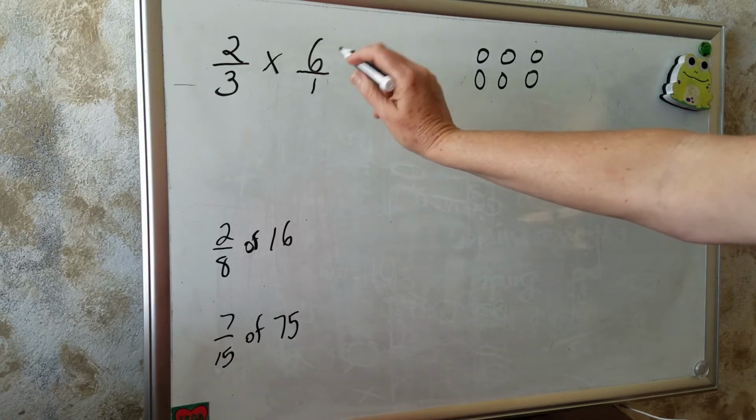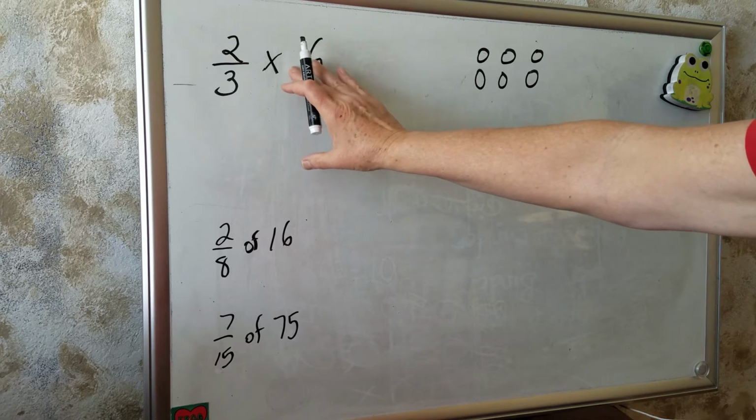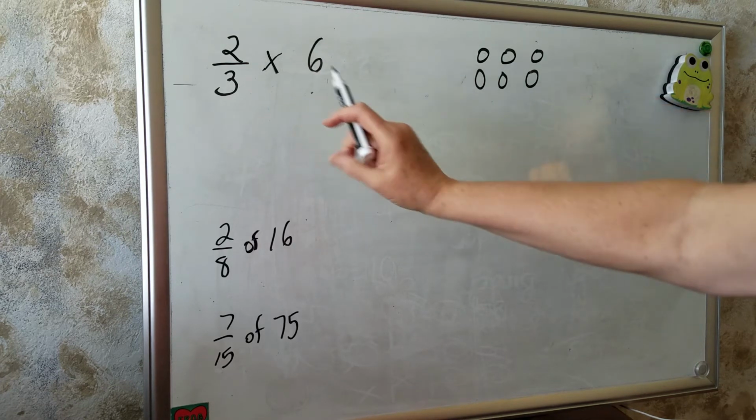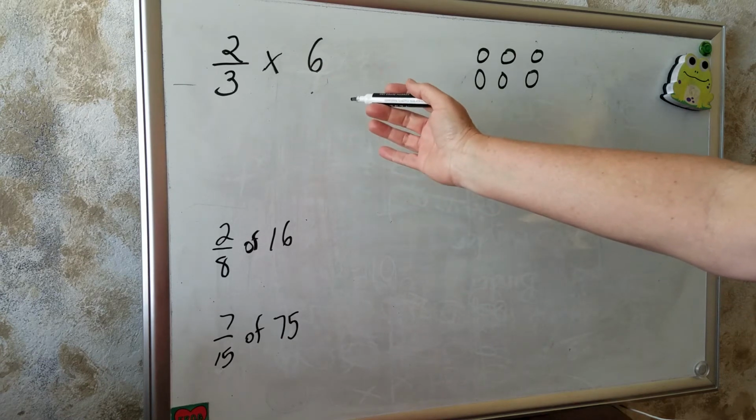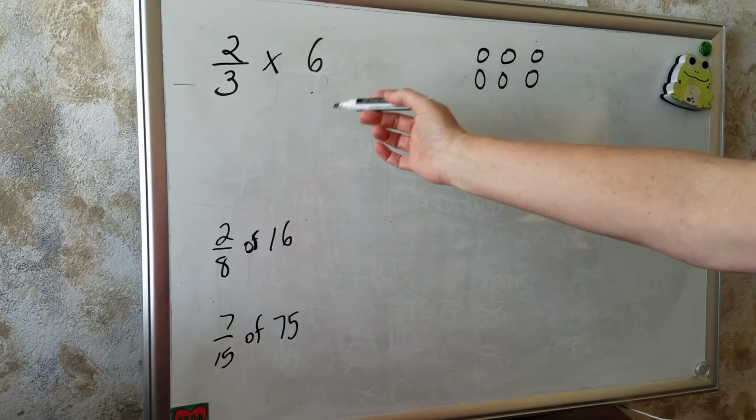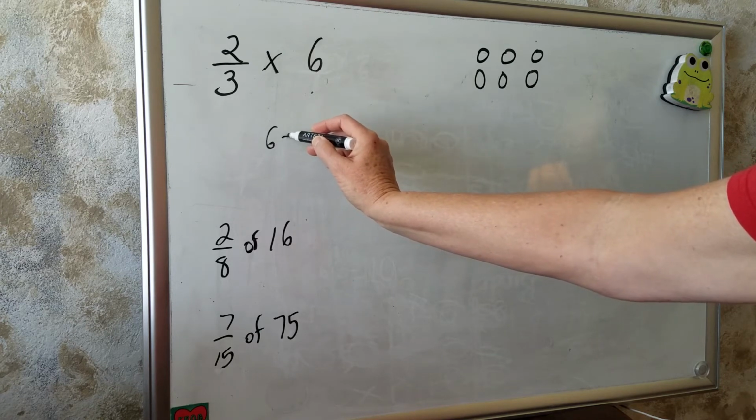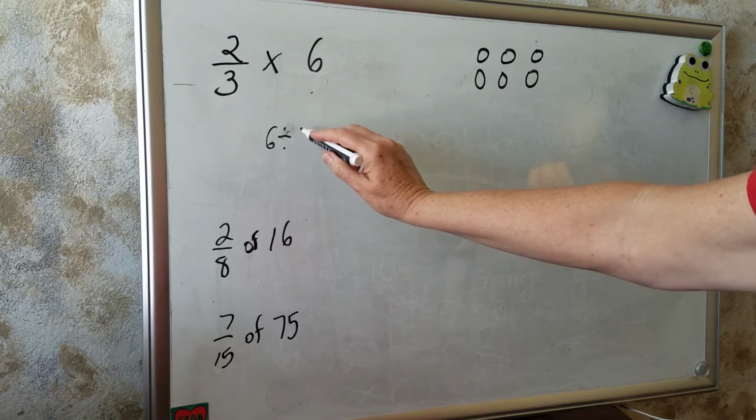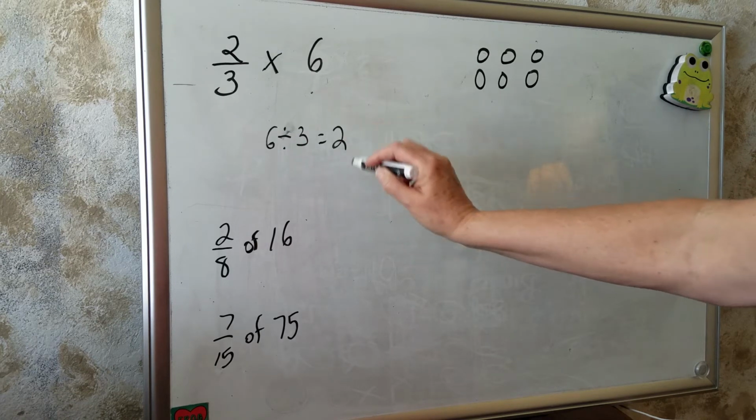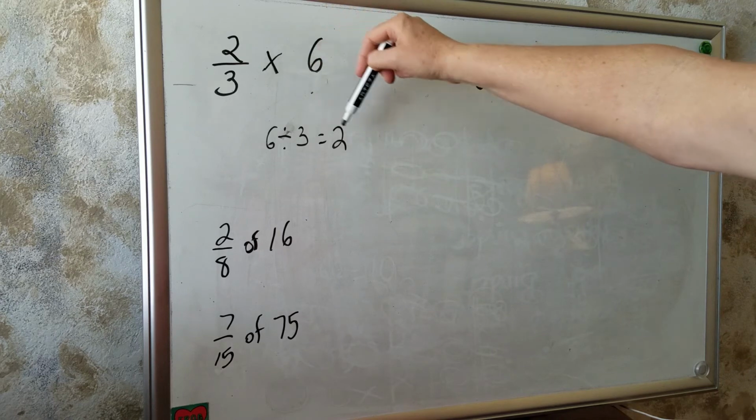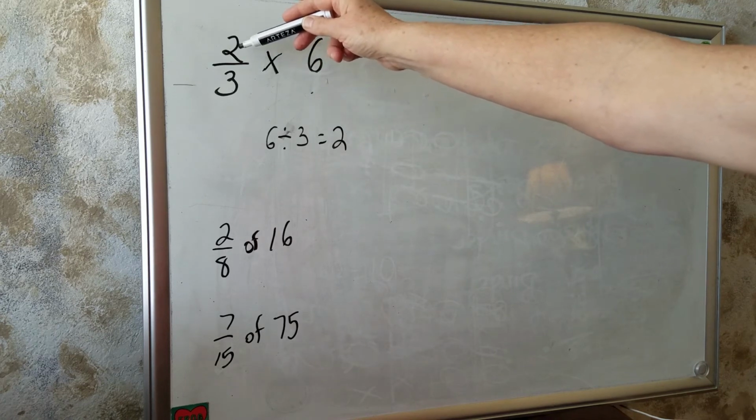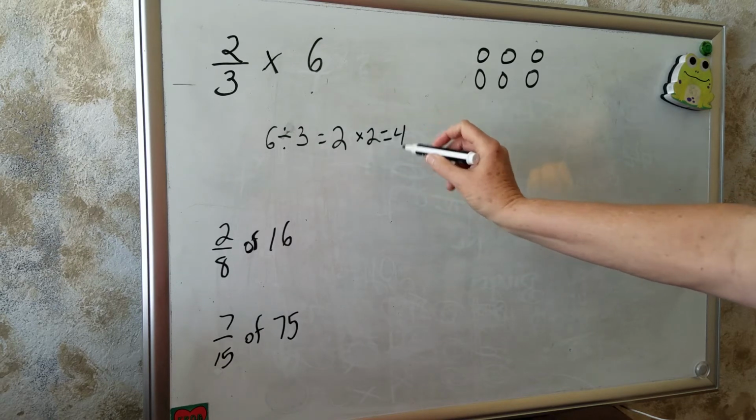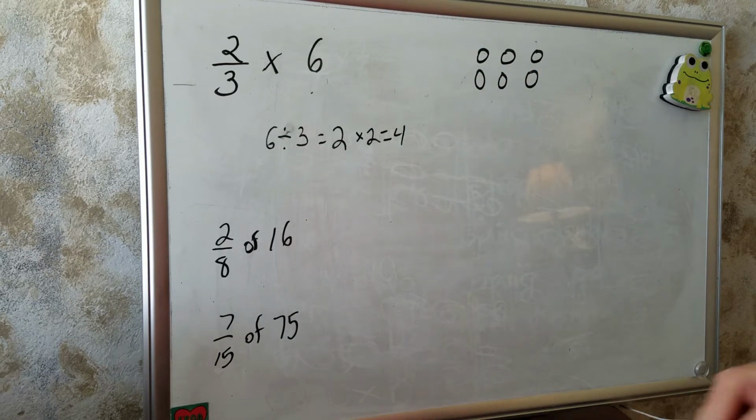First, I'm going to take my 6, my whole number 6, and I'm going to divide it by 3. You can do that in your head. You know 6 divided by 3 is 2. So when I divide 6 divided by 3, I get 2. So then I take that 2 and I multiply it by the 2 that's already there to get 4.